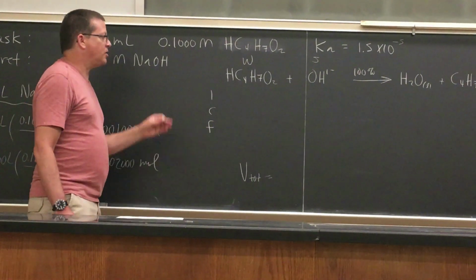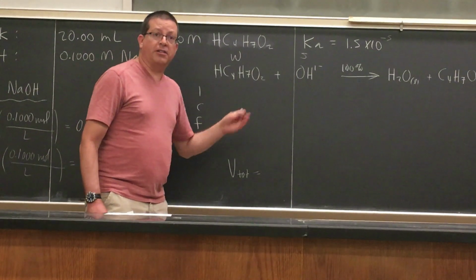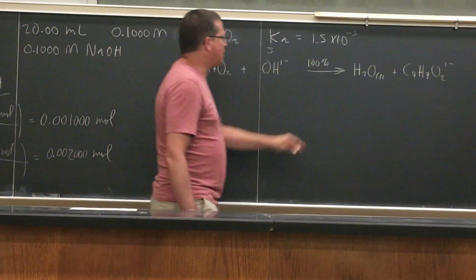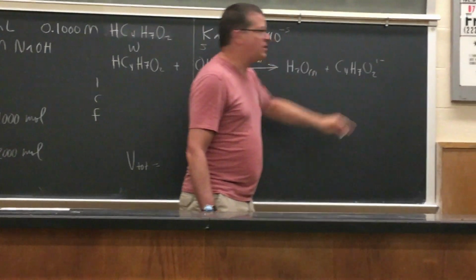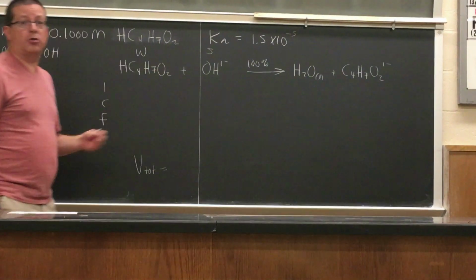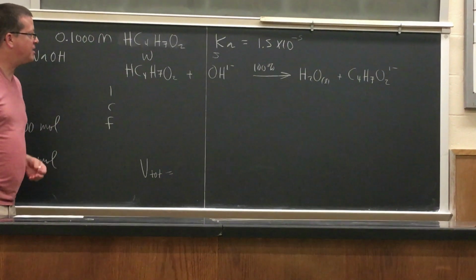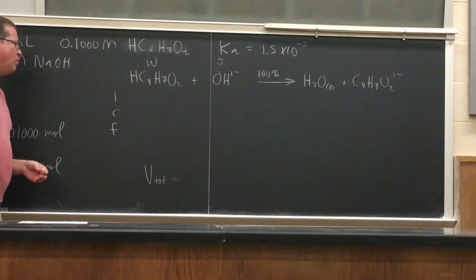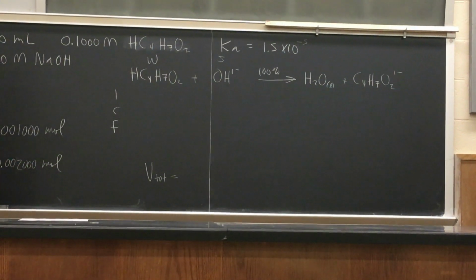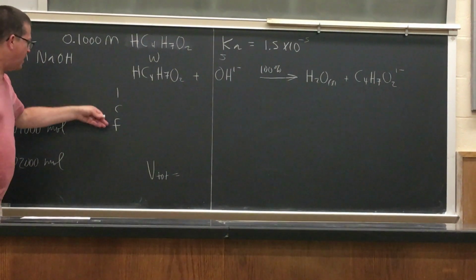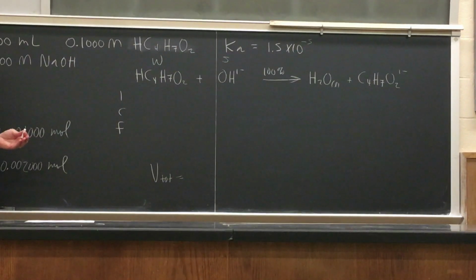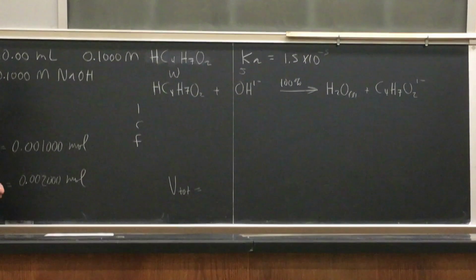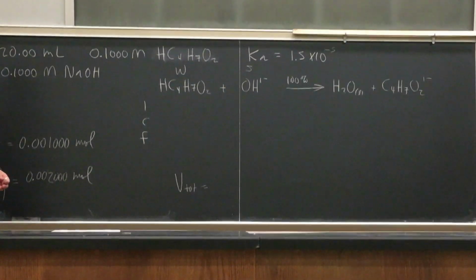What we see here is just a simple Bronsted-Lowry acid-base reaction where the acid will protonate the base to give us water, and we're also going to make the conjugate base of the original weak acid, the C4H7O2 minus ion. Now we need to start filling in numbers into our ICF table. Why do we use an ICF table here? Because the reaction is assumed to go 100% to the right. That being said, let's go ahead and stick our moles in.